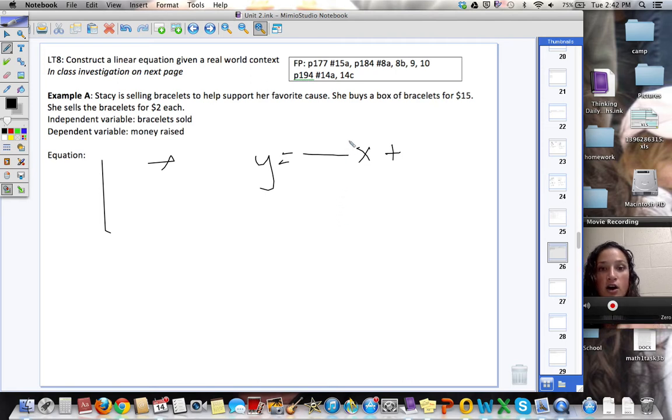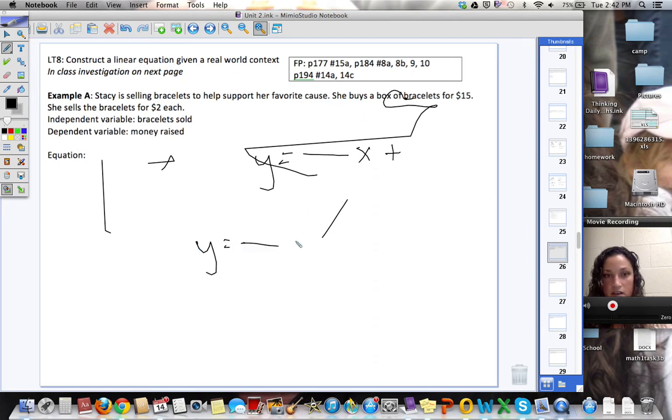So Stacy's starting off with she has to first buy a box of bracelets. Since she has to buy a box of bracelets, I'm going to put that she's spending that $15. So minus 15. And she earns, so she gets a positive 2 over 1. So when I make this pretty, y equals 2x minus 15. That would be the equation.